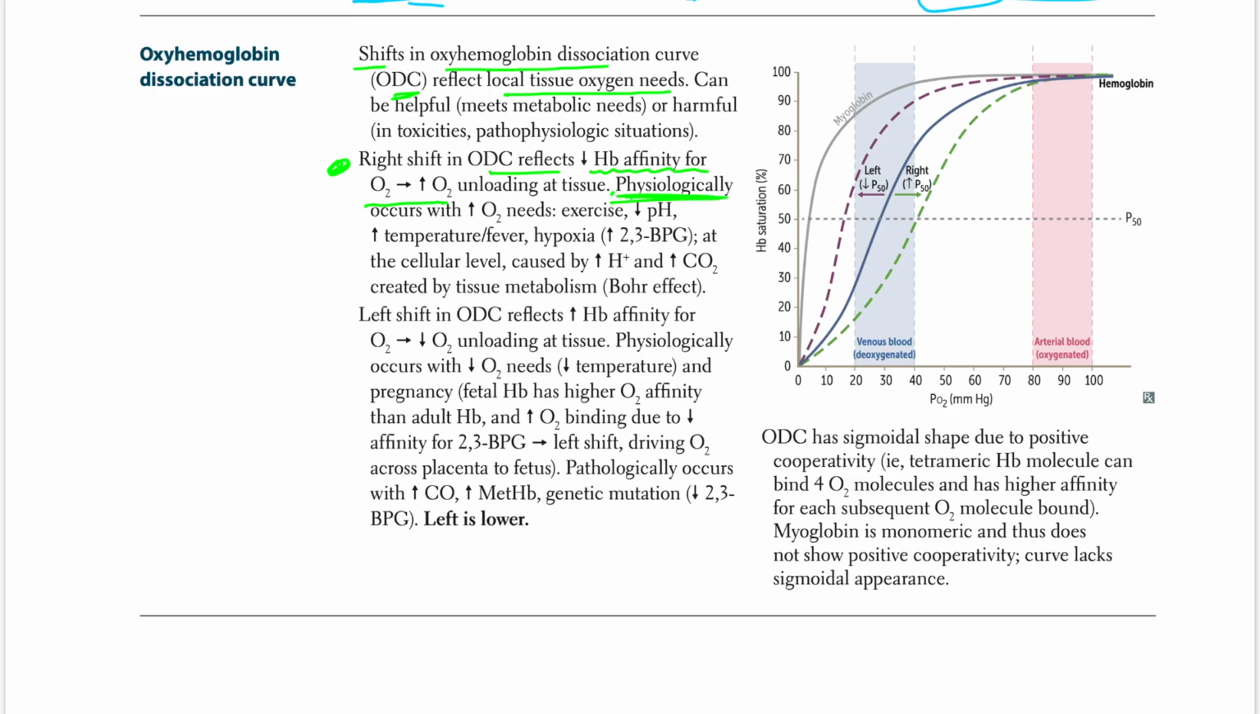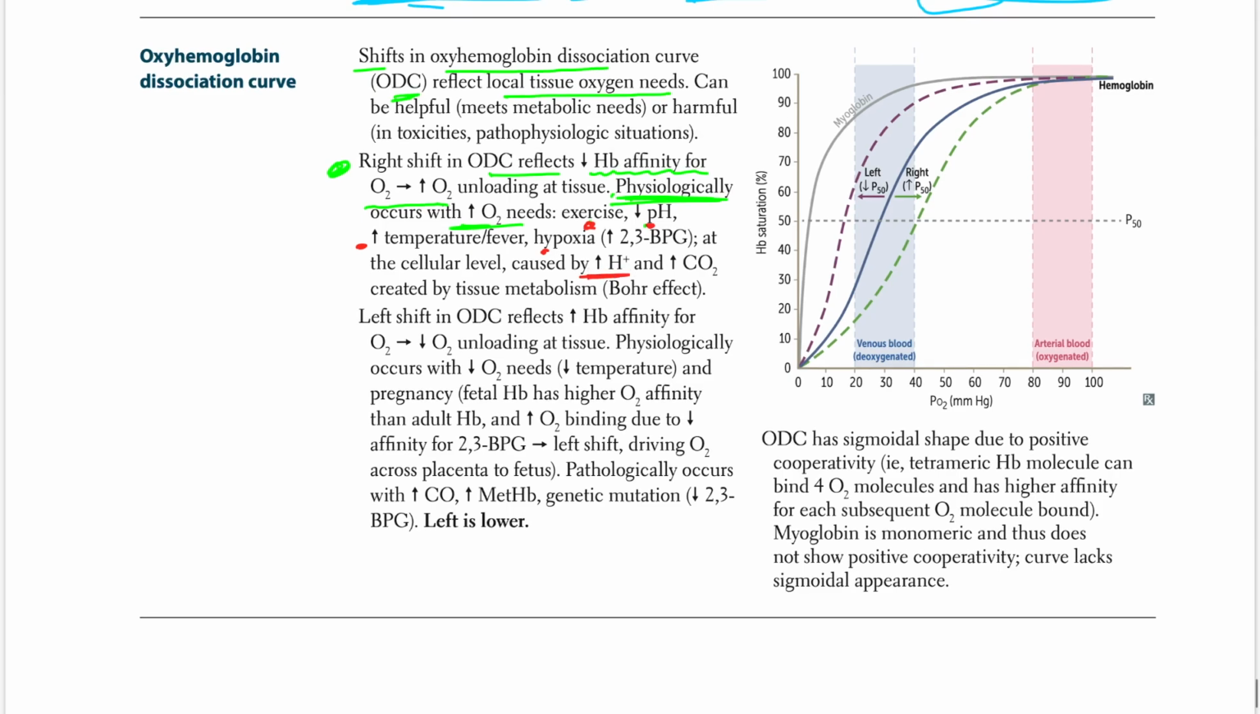This occurs physiologically with increased O2 needs, for example, exercise. So what are the physiological increased O2 needs? One is exercise, the other is a decrease in pH. You have an increase in temperature, fever, hypoxia, an increase in 2,3 BPG at a cellular level, and an increase in CO2 created by tissue metabolism, which is the Bohr effect. What was the Bohr effect? Recall O2 unloading at the periphery. And how do I know? Because it's a Bohr.